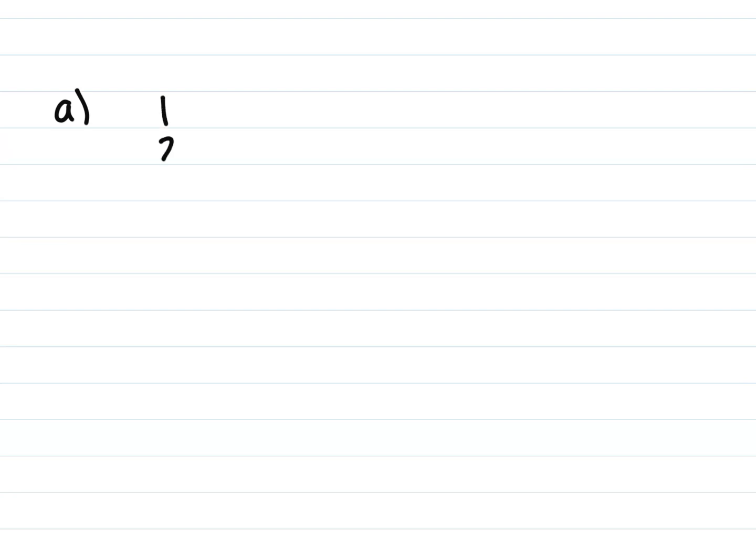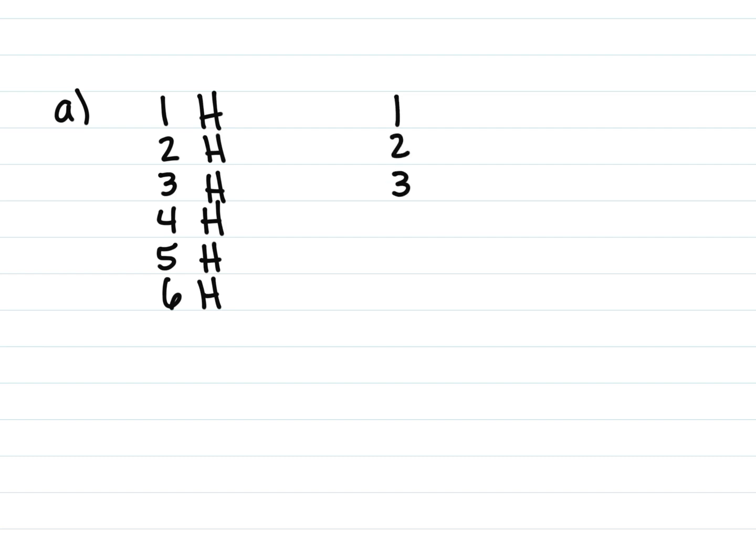We can land on any of the numbers between 1 and 6 with the number cube. And then that could be paired up with a head from our coin. Or we could pair those numbers up with tails from our coin.